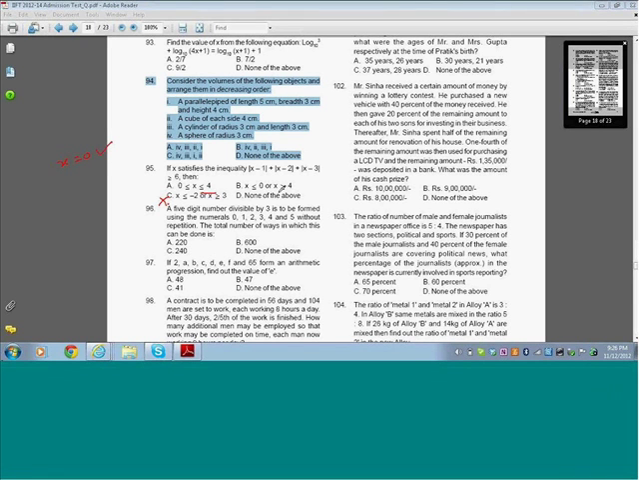Question 96, a 5-digit number. I'm sure this can be solved by most of you, so it should not be a problem. 96, 97 should not be a problem. 98 should not be a problem again. Let me just go back.